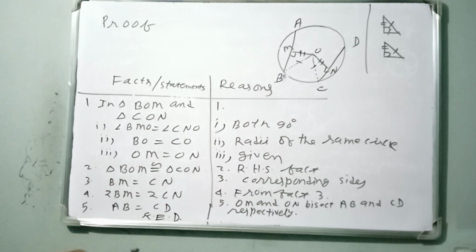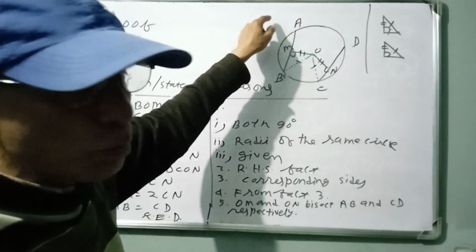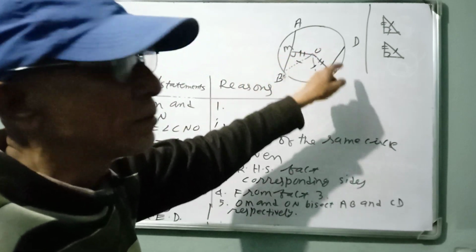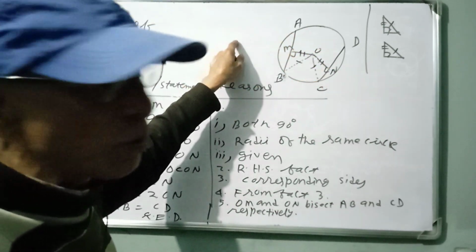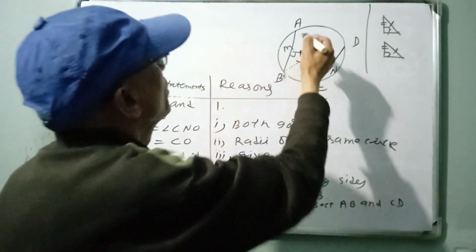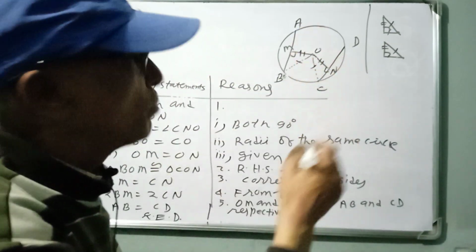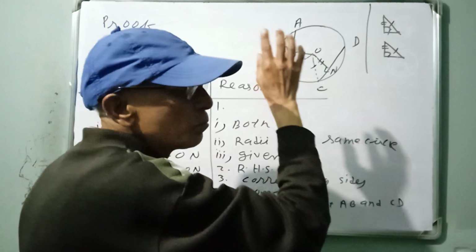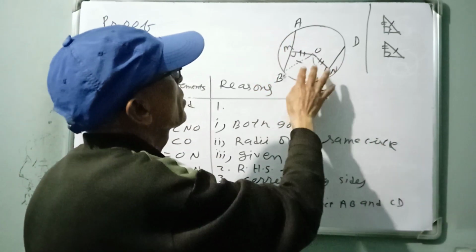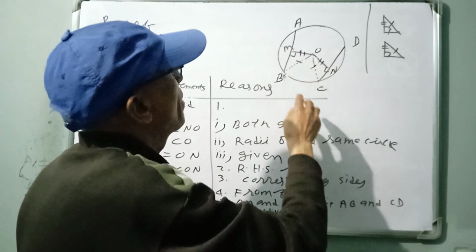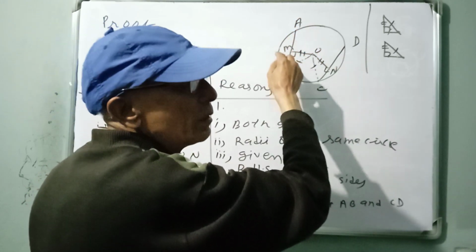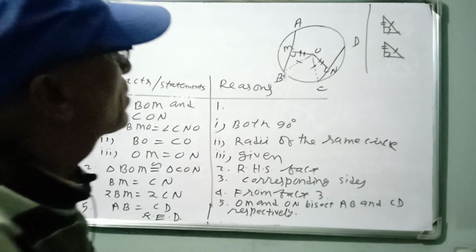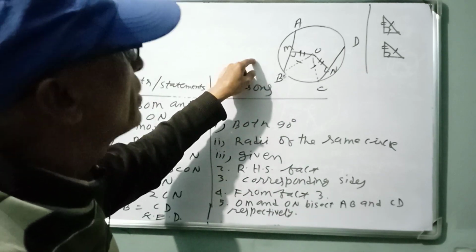Theorem 3: if two chords are equal, their distances are equal too. But theorem 4, the converse: two chords which are equidistant from the center of a circle are equal. It means if two chords are equidistant from the center, they will be equal.